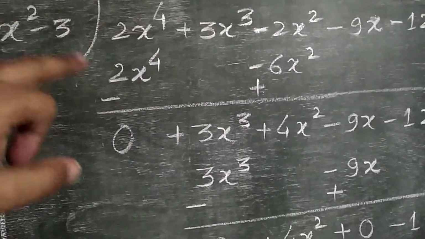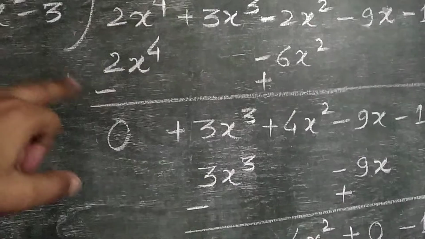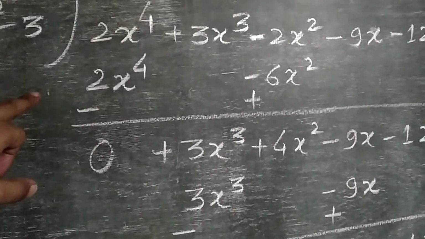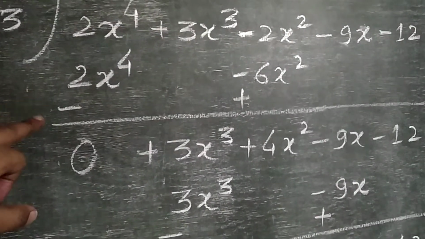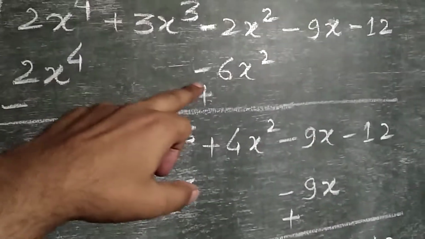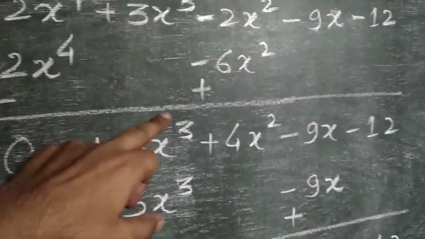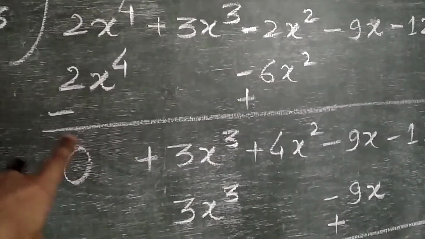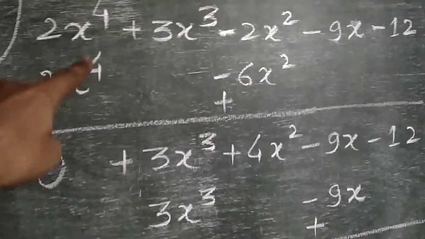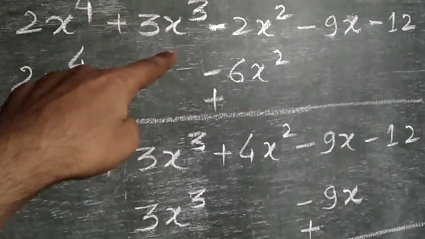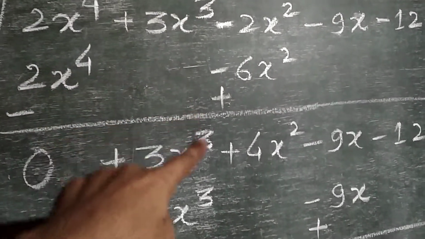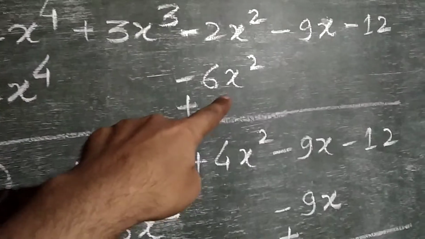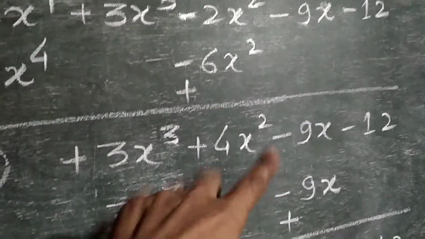Okay, so now we will subtract it. So its sign will change. First its sign is positive, now it will become minus, and 6x square is negative, now it will become positive. On subtracting, we will get 0, 3x cube as it is, minus 2x square plus 6x square, it will give 4x square, minus 9x minus 12 as it is.